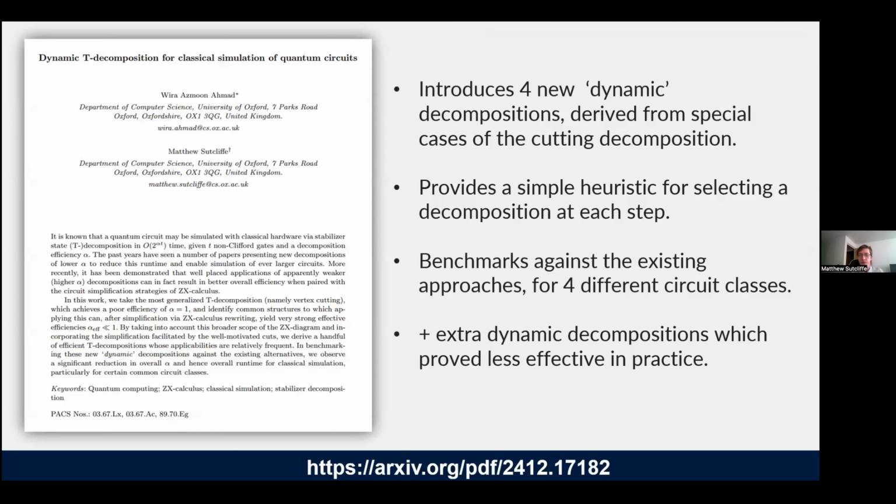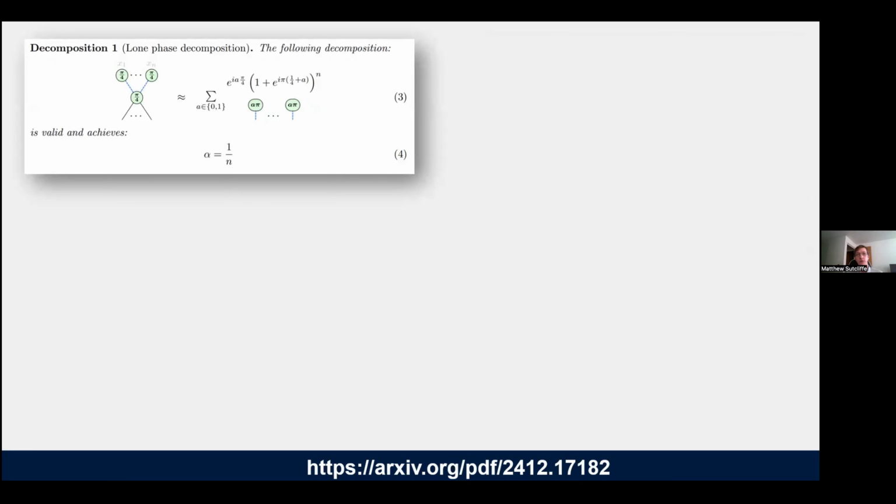And then what we show here is we come up with 4 of these new dynamic decompositions, and then we have a general heuristic for how to decide which one to use at each step, and then we benchmark this against the current state-of-the-art approach. And then I talk about a couple of extra decompositions which we tried out but didn't work very well. So the very first example here, then, we have this decomposition 1.